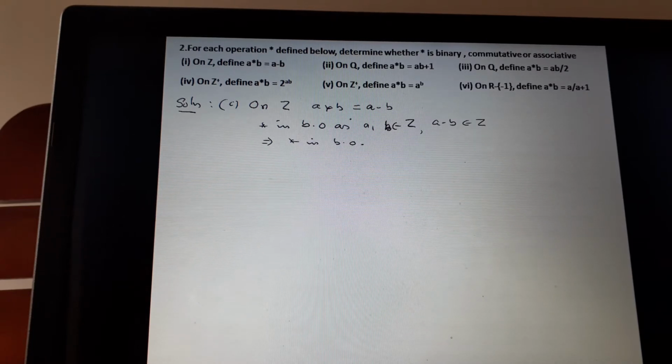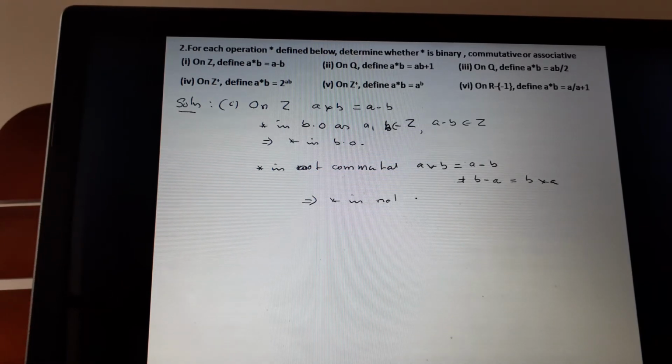So no doubt. Second one, you have to decide star is not commutative. Not commutative because it is very clear A star B equal to A minus B, but this cannot be equal to B minus A. So this equals what? B star A. So this implies star is not commutative.